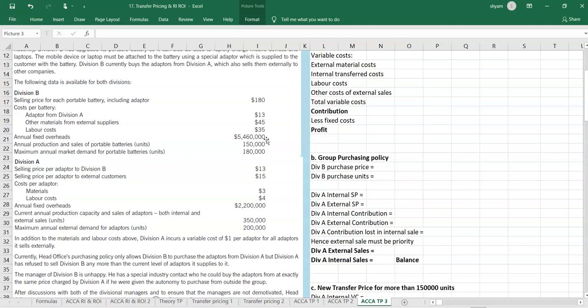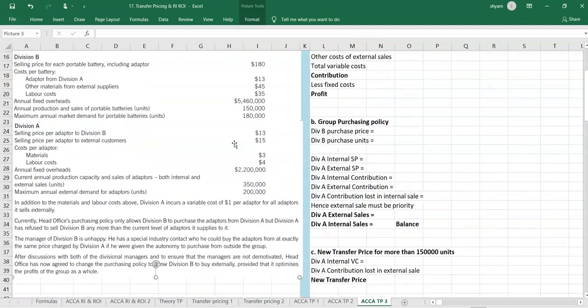Annual fixed overhead is $5,460,000. Annual production and sales of portable batteries is 150,000, and the maximum annual market demand for portable batteries is 180,000 units. The earlier one was production and the second one was demand. The production is only this much, so we don't know whether they have the capacity. Capacity is not given, so we have to assume that this is the capacity, or the data has to be given somewhere else also.